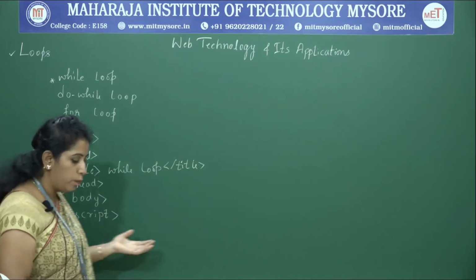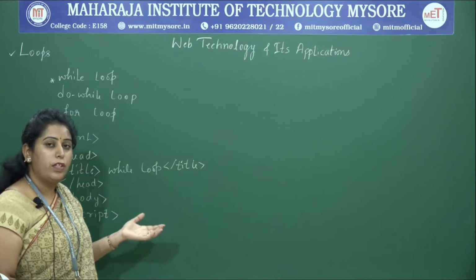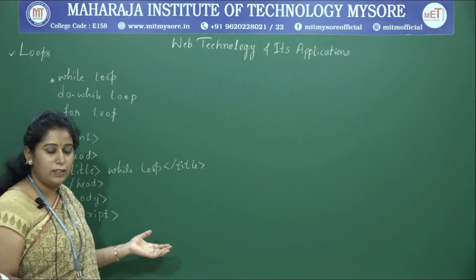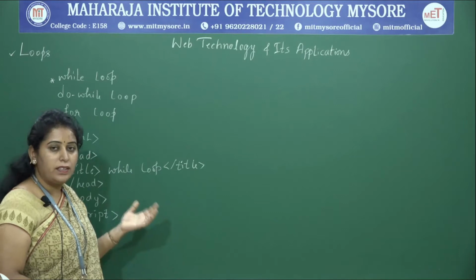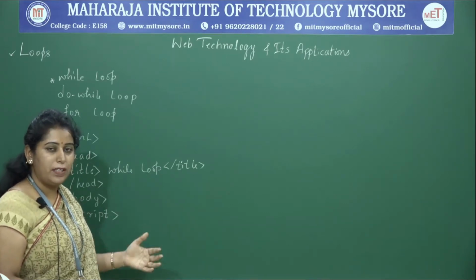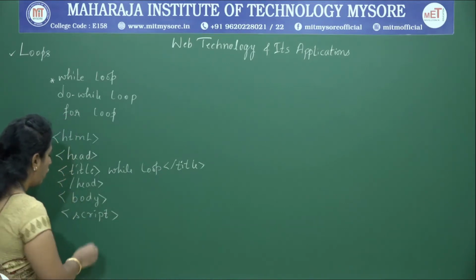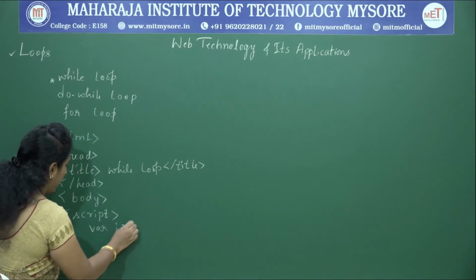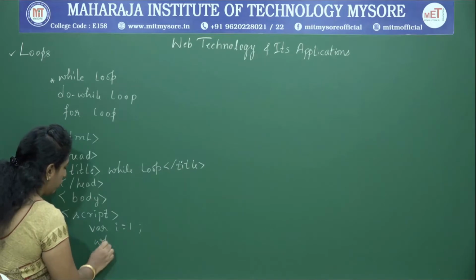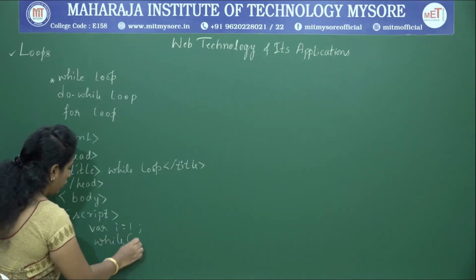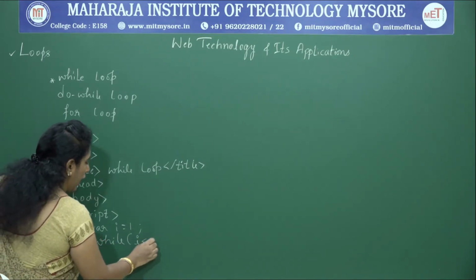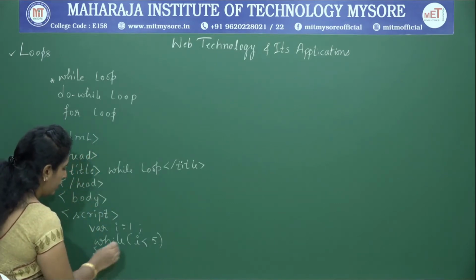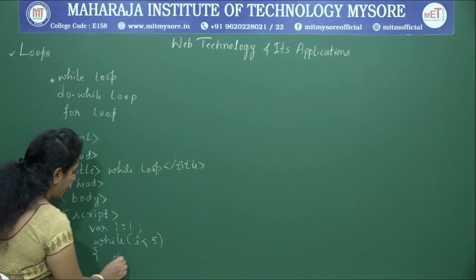So what is a while loop? A while loop is going to execute statements repeatedly until the condition is not met. Once the condition is not met, it terminates from the loop. Now I am going to take one variable where i is equal to 1. So use a while loop. It is going to check for the condition i is less than 5. If this is true, it is going to print.